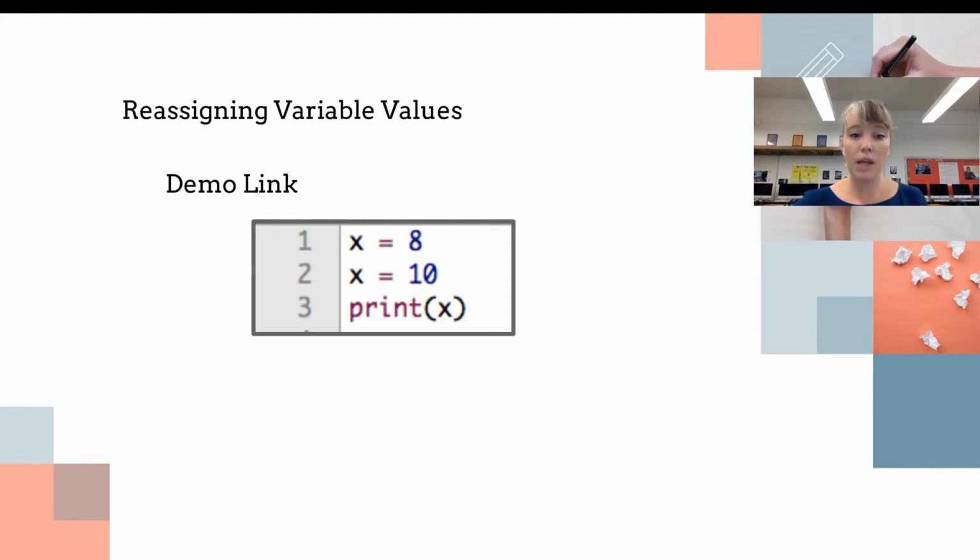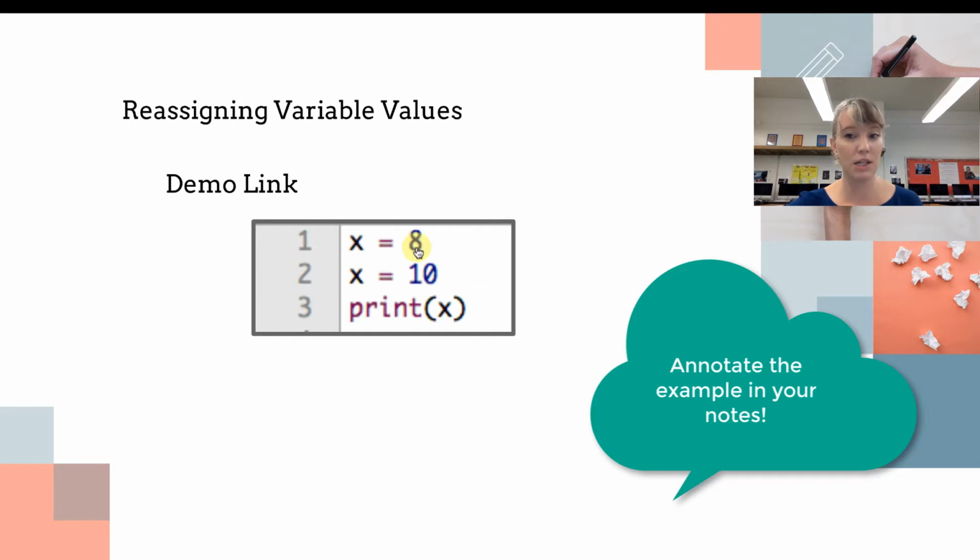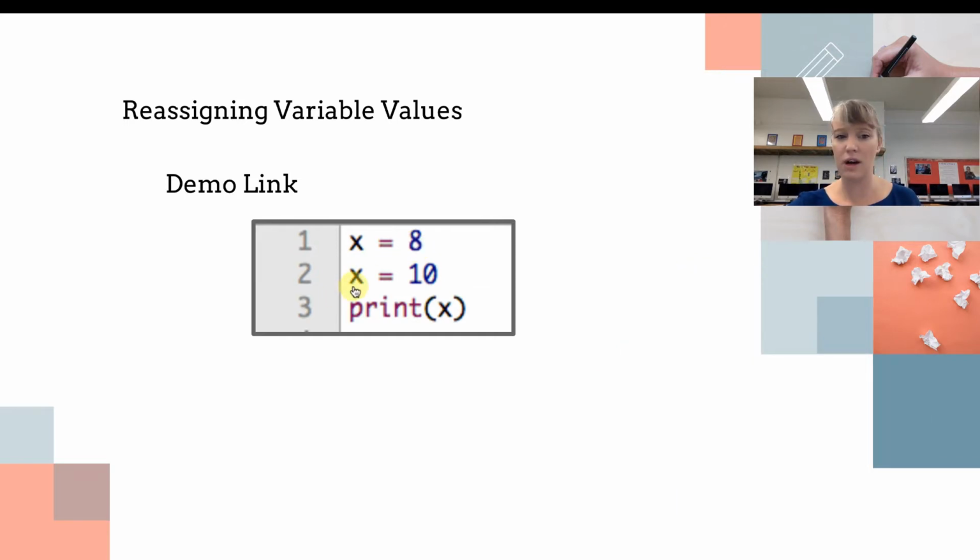Okay, one last thing that I want to talk about is the way that variables can be reassigned in Python. So here in the first line of code, I've declared a variable. Its name is x, and its value is an integer. It's 8. Okay. In the second line, I declared the same variable. I say x is equal to 10.